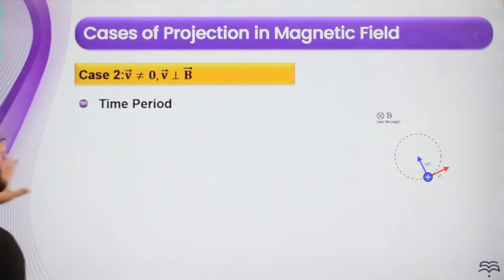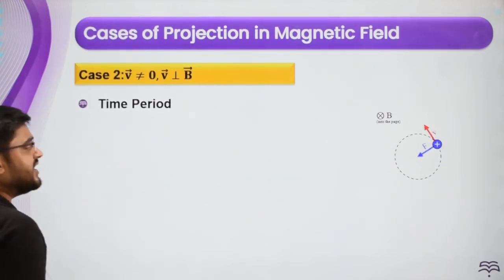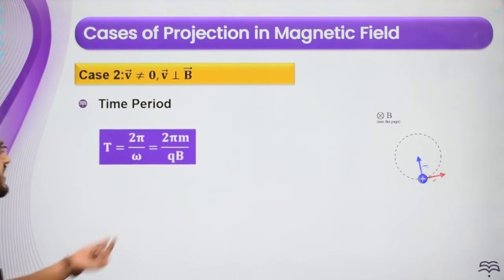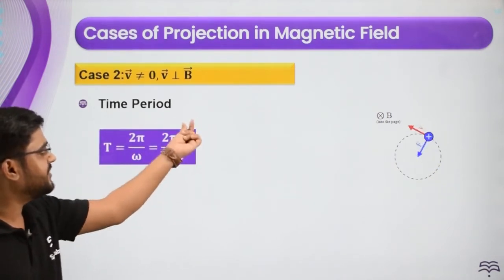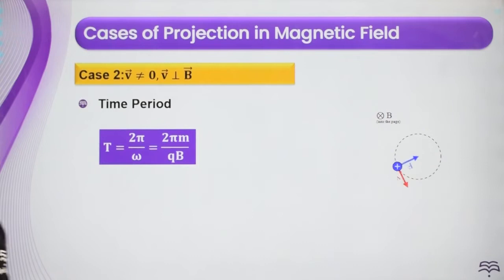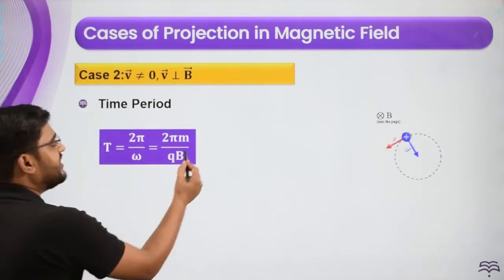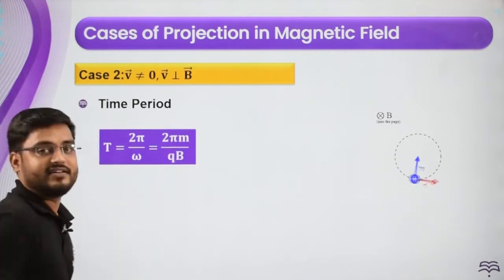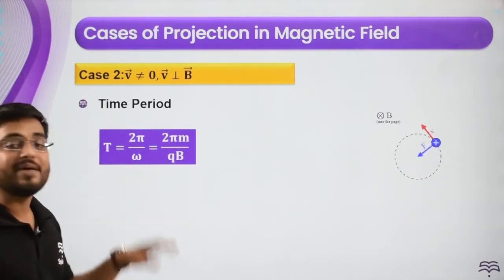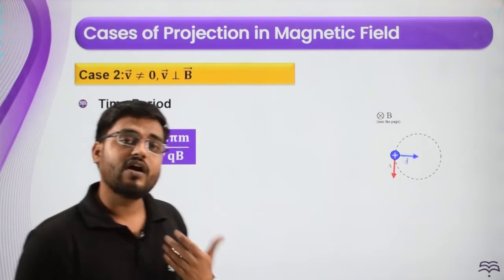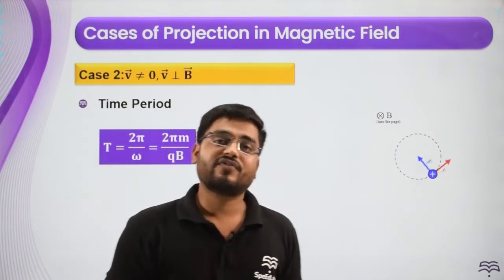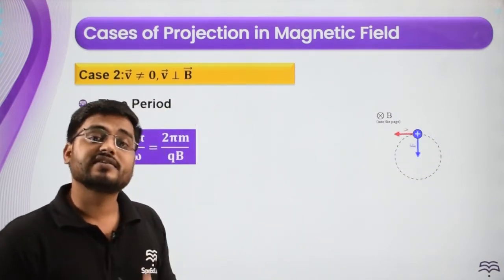Now, time period is 2 pi by omega, and omega we already found is qB by m, so m will simply go in the numerator. We'll get 2 pi m by qB. If you see this, time period is not depending on the speed of the particle at all. Here, time period and omega, both are not depending on the speed of the particle. The speed of the particle does not matter.